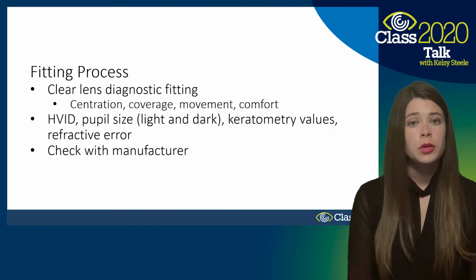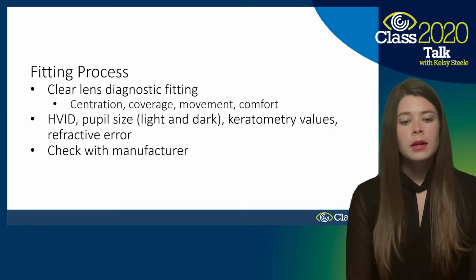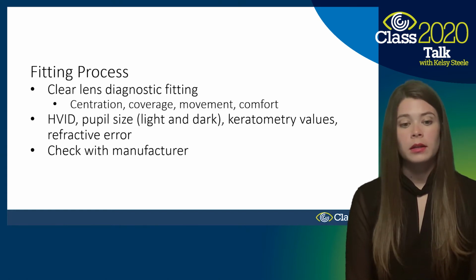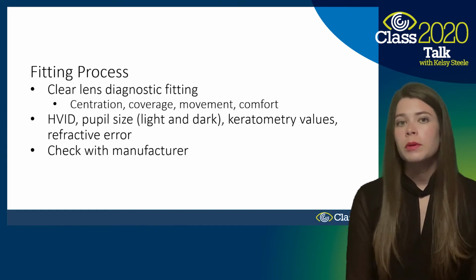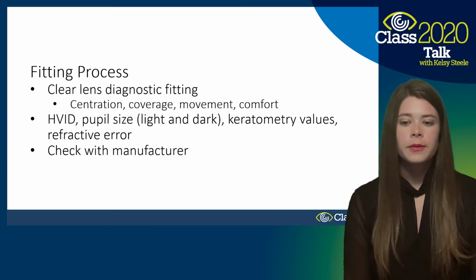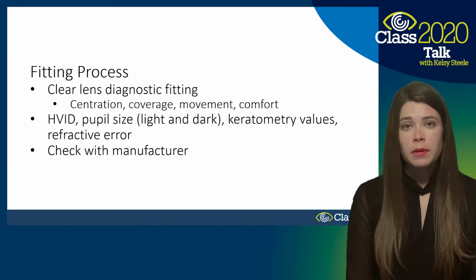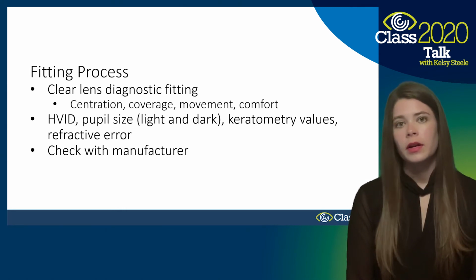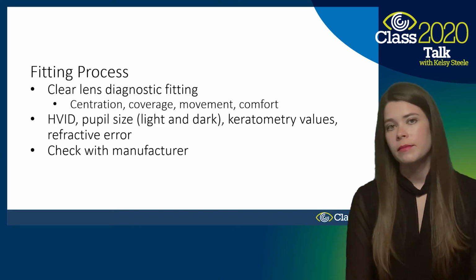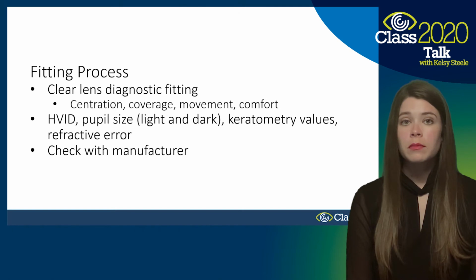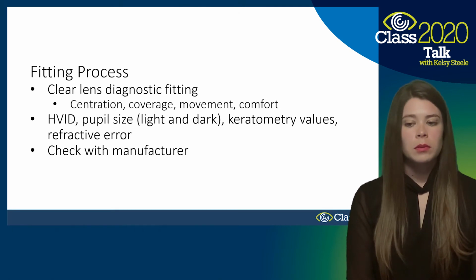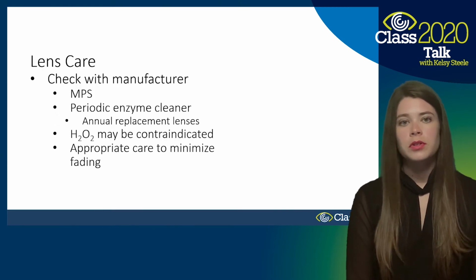Depending on what lab you use and what type of lens you're ordering, they might ask for some more specific parameters from you, like your HVID, what is the pupil size? They might specify they want light, dark, inside, outside. Keratometry values might be required from them, as well as refractive error if you're trying to correct that with your lens. Some of them have the options for that, some of them don't. So I would check with your manufacturer to see what specific data they're interested in getting from you so that you can prepare everything when the patient comes in for their initial fitting.